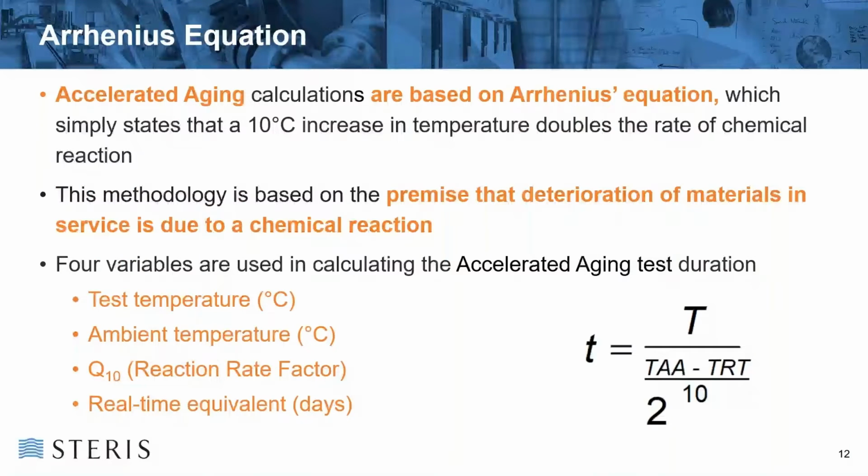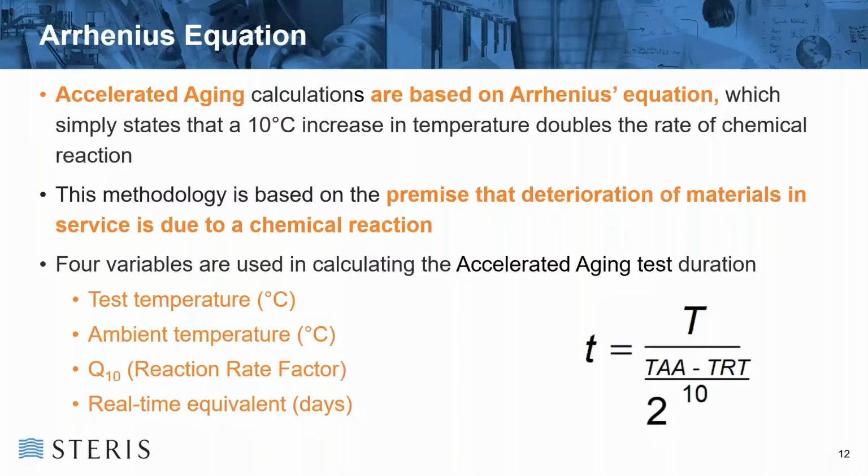If you look at the calculations for accelerated aging, what we use and what's defined in the ASTM F1980 standard is the Arrhenius reaction rate, or the Arrhenius Equation, which basically states that if you increase the temperature by 10 degrees, it doubles the chemical rate of reaction. So it's basically halving the time that's in there.